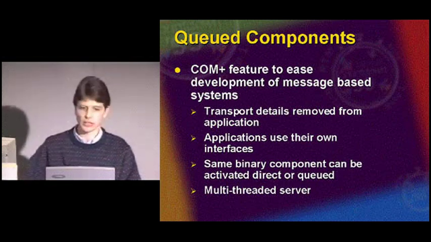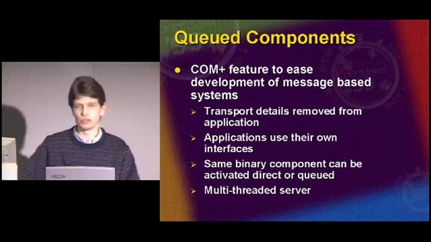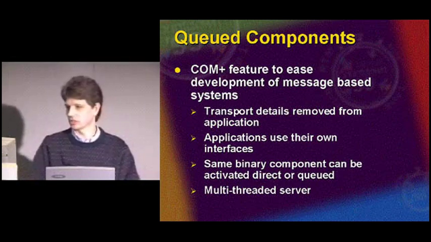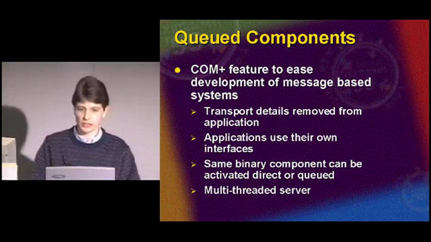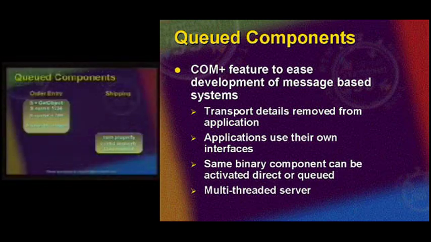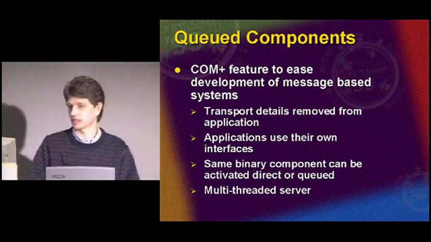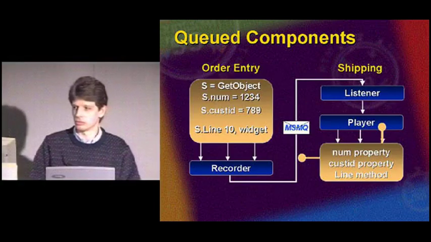So if we look at an application written to use queued components, we first start off with a shipping component, and that's defined or written in exactly the same way as you would write any other component. It's a COM+ component which has a number of properties and a number of methods. We then write an order entry system which uses that component as it would any other COM+ component. So we get the object, access some of the properties, and call some of the methods in exactly the same way as we would a DCOM component or a local component.